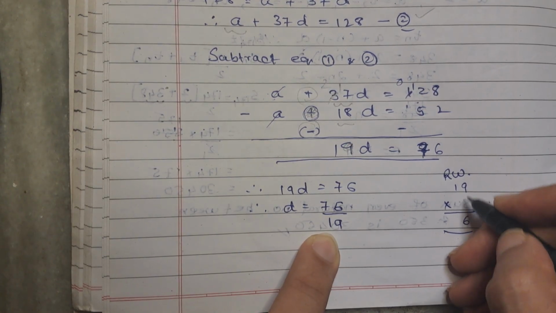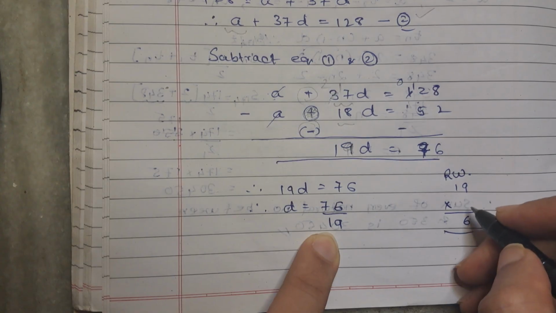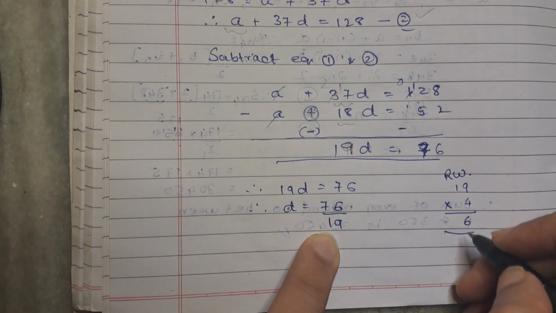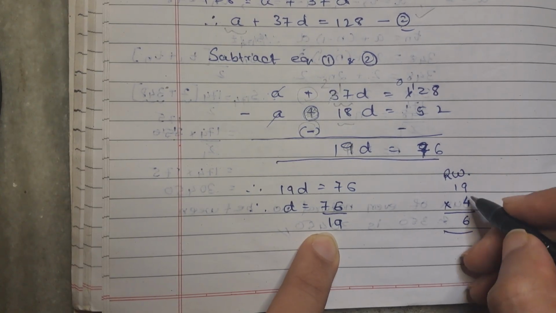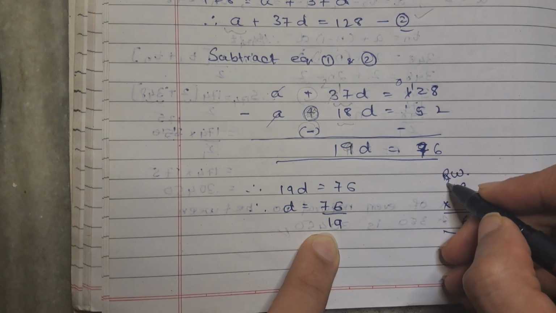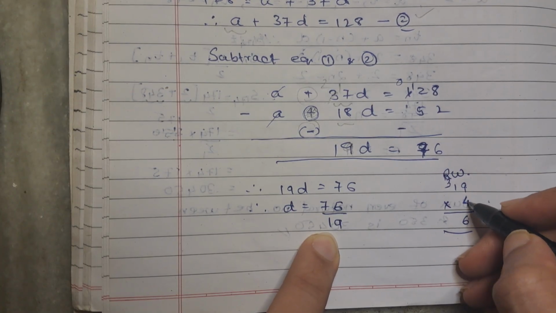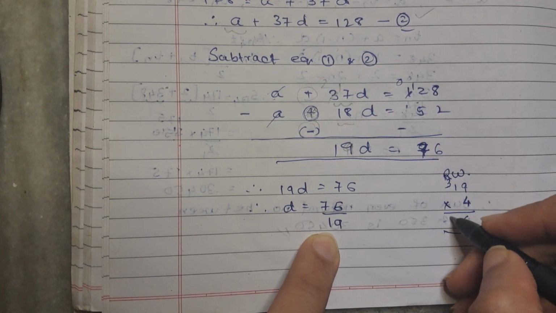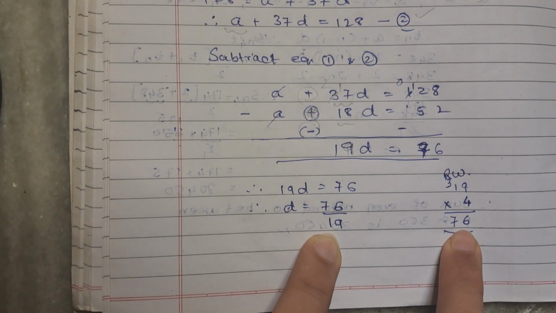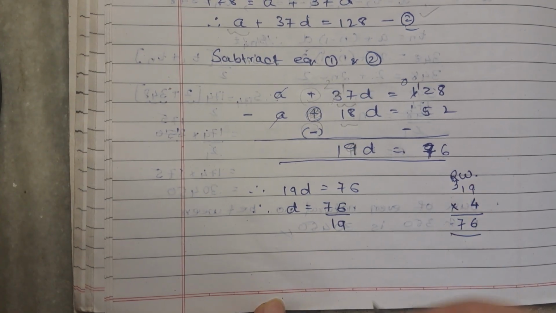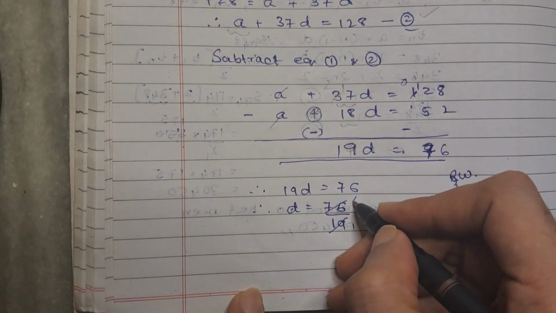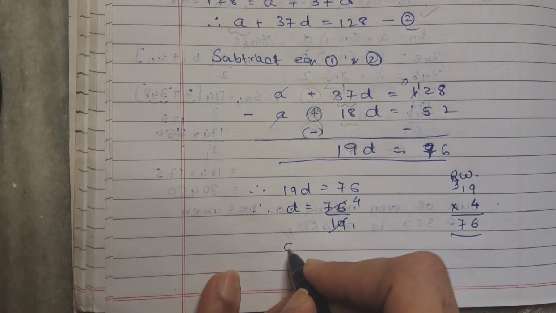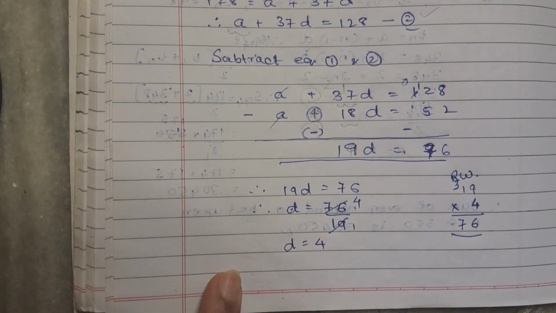So just think 9 into what will give you 6? 9 4s are 36, isn't it? 9 4s are 36. So let's see what happens. 6 is for sure. 4 1s are 4, 5, 6, 7. We got that. It is 76. How much are? 19 4s are, right? So 19 4s are 76, and hence we have the answer of D, which is 4.